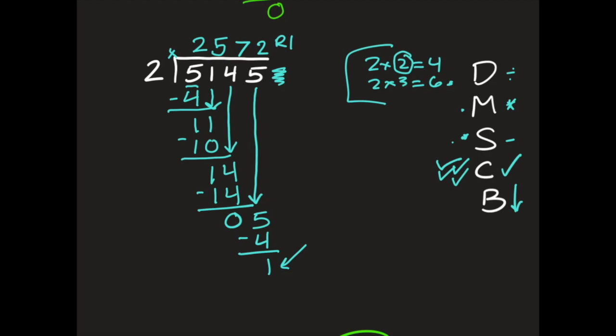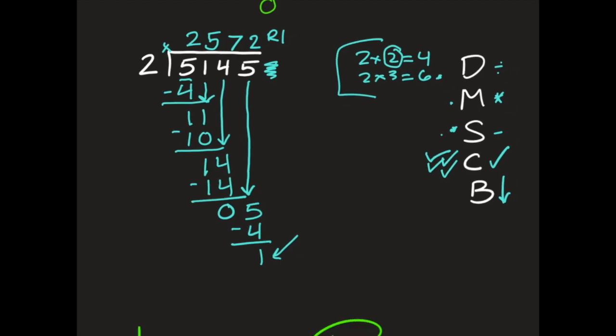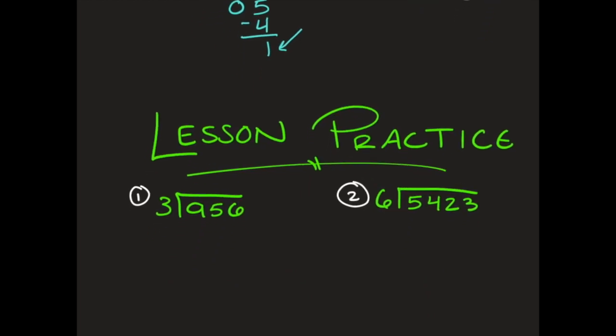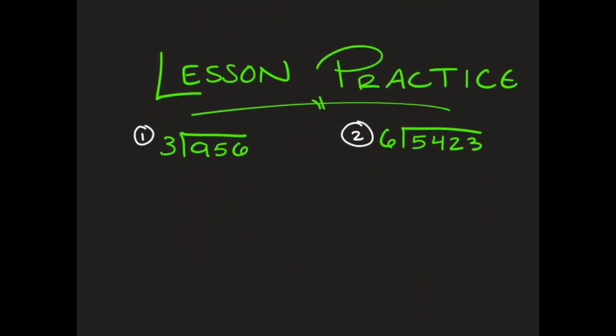1 is left over. So if I scroll down here, you're going to see your lesson practice problems. Okay, you have 956 divided by 3 and 5,423 divided by 6.